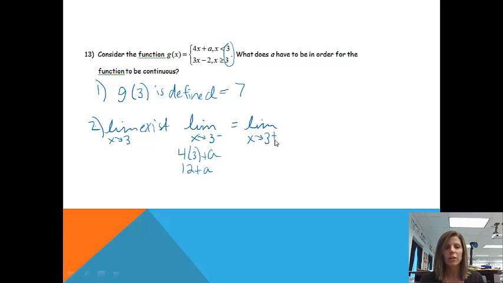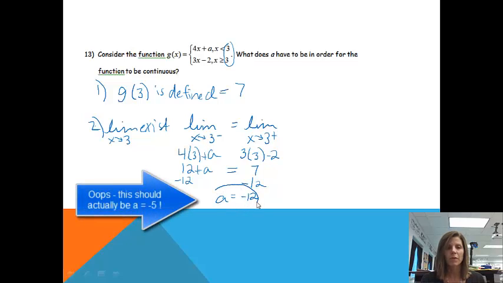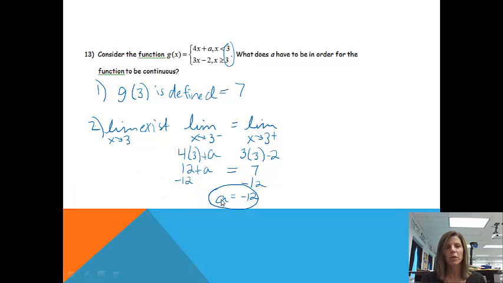Now if I approach from the right of 3, that would be all of the numbers that are bigger than 3, so I'll use that second formula. I'll have 3 times 3 minus 2, and notice that's 7. We're not finding if there is a limit. We know there has to be one because it tells us that we want a continuous function. So those limits have to equal each other, and we can put an equal sign in between the two. Solving for a, a would have to equal negative 12. So that's how we would find that answer. So hopefully now you're very comfortable with one-sided limits.